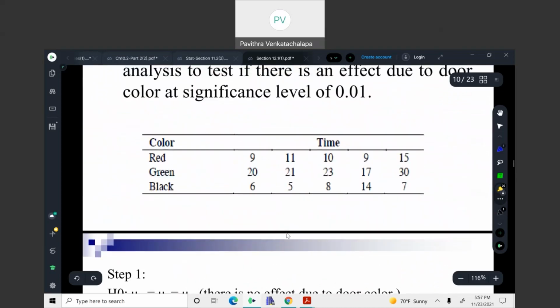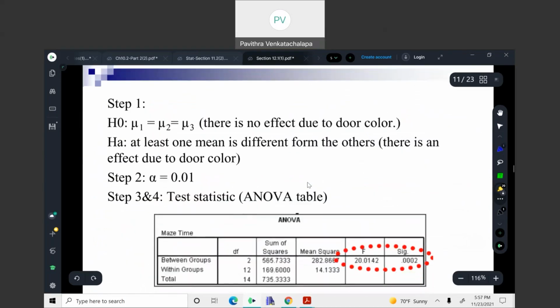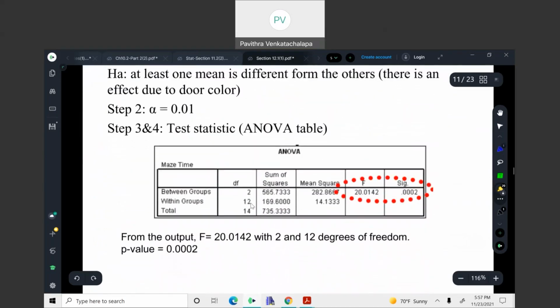Within group, you have 1, 2, 3. That is how many you have? 15, right? You have 15. 15 minus the number of columns, 1, 2, 3, 4, 5. 15 minus 5 is 10. So this is not 12, it has to be 10.